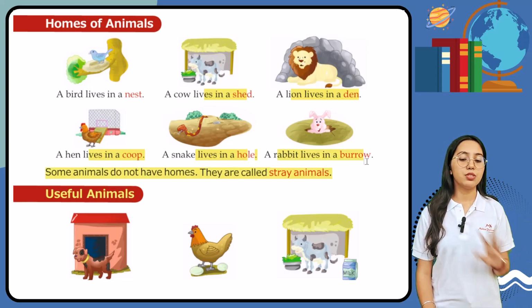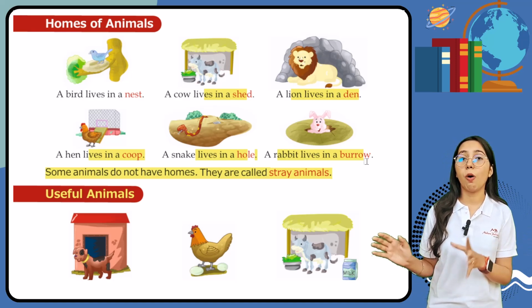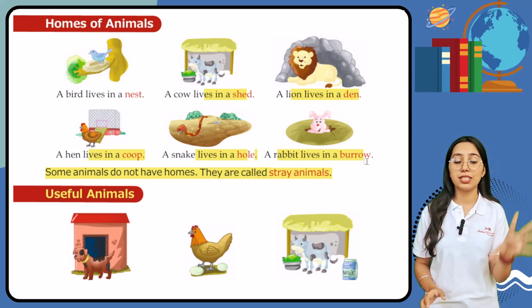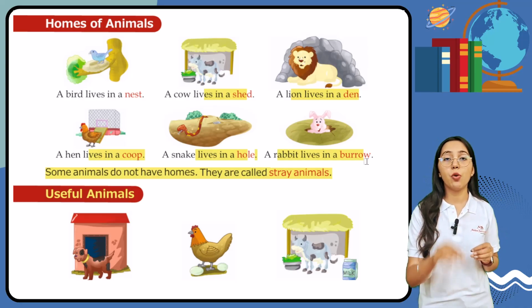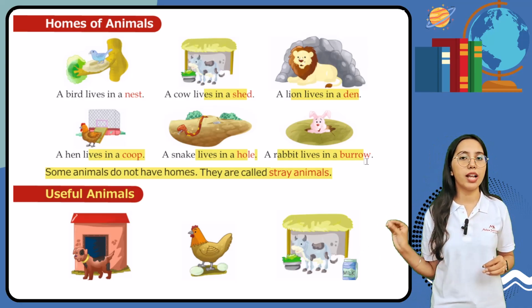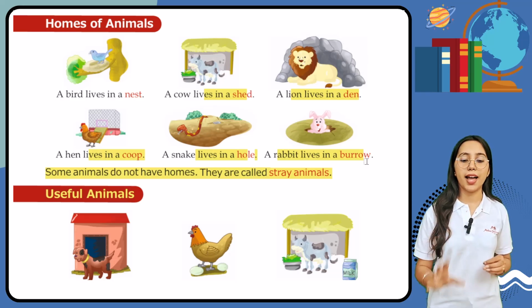So some animals do not have homes and they are called stray animals. So students, we have seen certain animals that have home, but we have some animals that do not have any home, and we call them as stray animals.